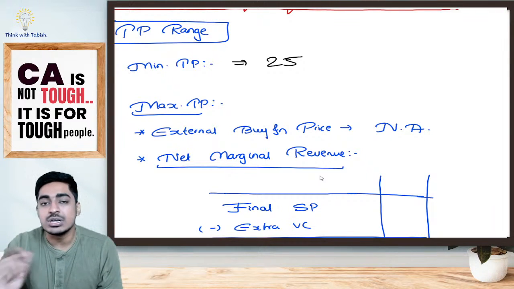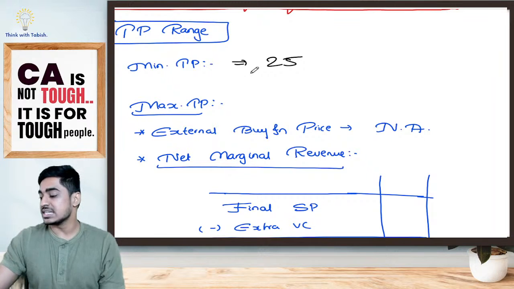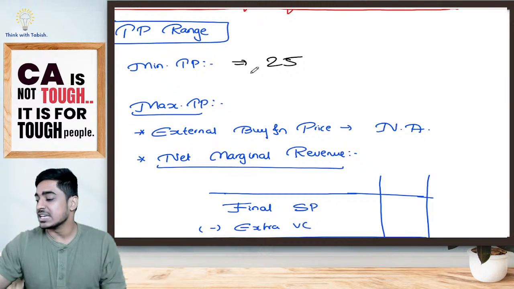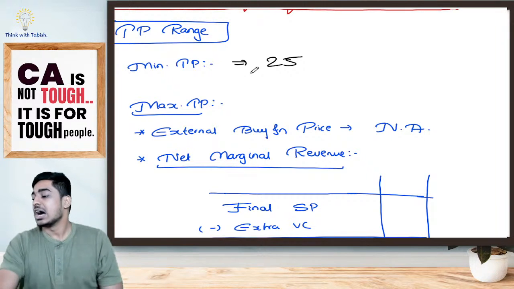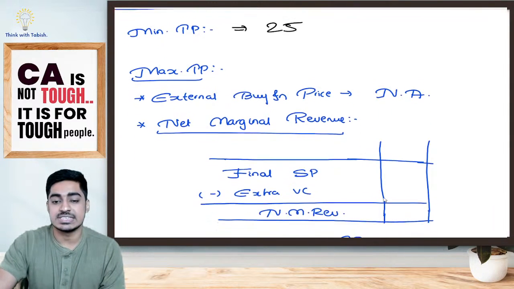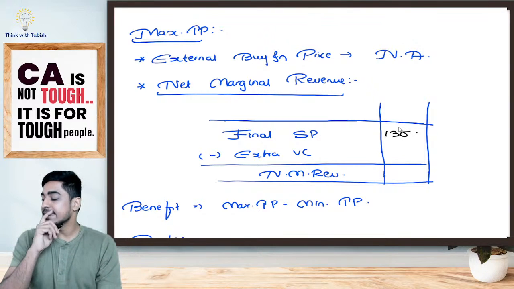External buy-in price is not given, so we don't have an external buy-in price. But the net marginal revenue, what is the net marginal revenue, students? Yes, the question has given us a paragraph telling what all we do, how much will be the selling price. All of that is given. The household division is marketing the night lamps at 130 rupees. So if we sell, we will get 130 rupees.